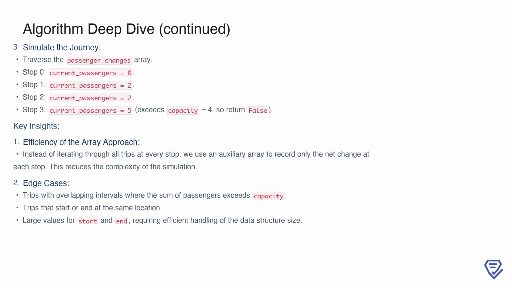This example highlights the efficiency of the array-based approach, as it avoids repeatedly iterating through all trips at every stop by pre-computing the net changes. Additionally, it underscores the importance of handling edge cases, such as overlapping trips that surpass capacity, trips with identical start and end locations, and large inputs that require careful allocation of resources.